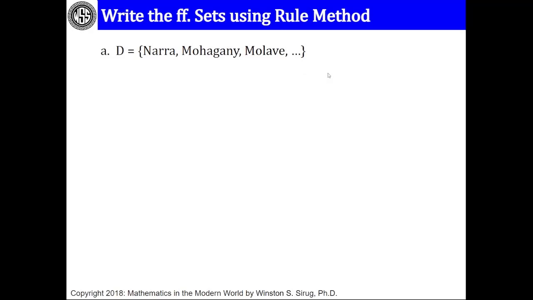Okay, Pia. D is equals to the set of X such that X is the list of non-fruit bearing trees. Yon, pwede na yun. Okay, so the answer is X such that X is the set of non-bearing trees. Yan. So the following, nara, mahogany, mulawe, then other non-bearing trees, ito siya isulat sa rule method.